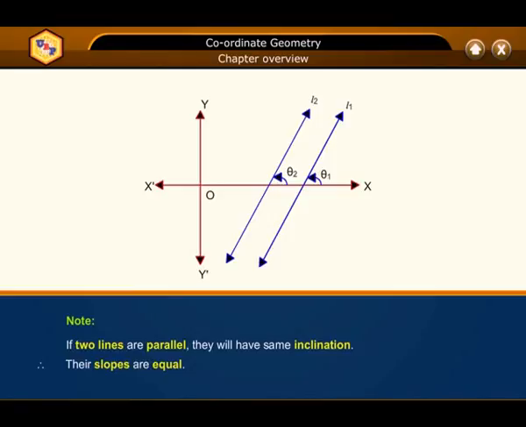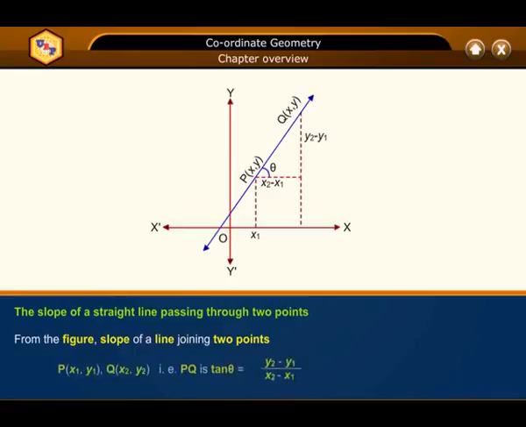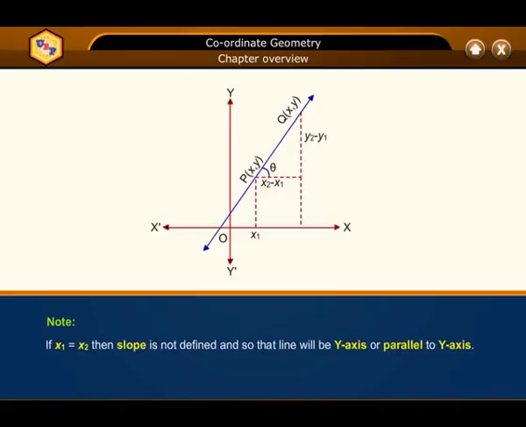Their slopes are equal. The slope of a straight line passing through 2 points. From the figure, slope of a line joining 2 points P(x1, y1) and Q(x2, y2), that is, PQ, is tan theta = (y2 - y1)/(x2 - x1). Note, if x1 = x2, then slope is not defined and so that line will be y-axis or parallel to y-axis. Slope of y-axis or line parallel to y-axis is not defined.